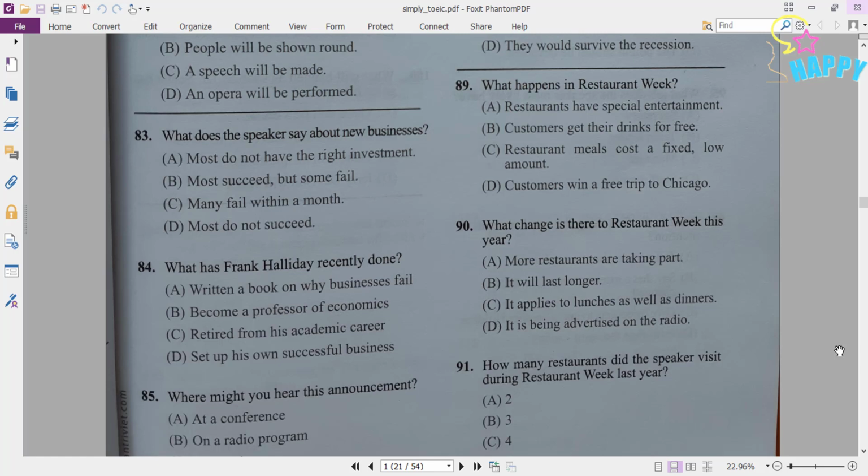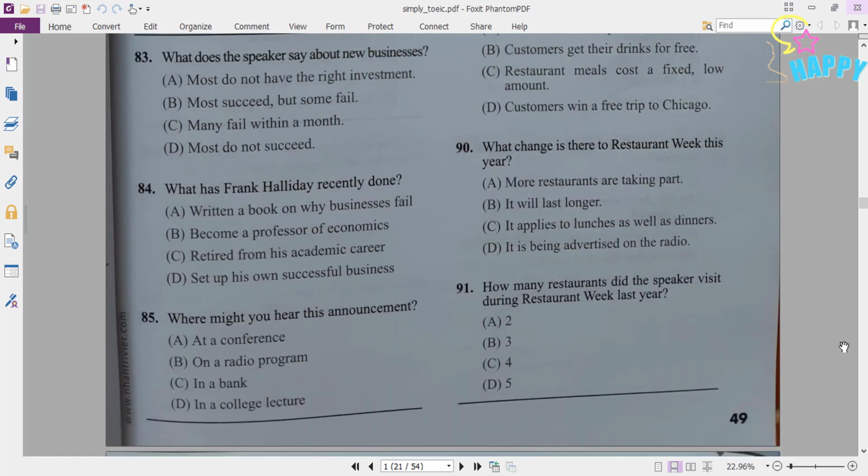Last year I went to 5 different restaurants during the course of the week, and one of those I've gone back to 3 or 4 times since. So, go on, try it. Question 89. What happens in Restaurant Week? Question 90. What change is there to Restaurant Week this year? Question 91. How many restaurants did the speaker visit during Restaurant Week last year?